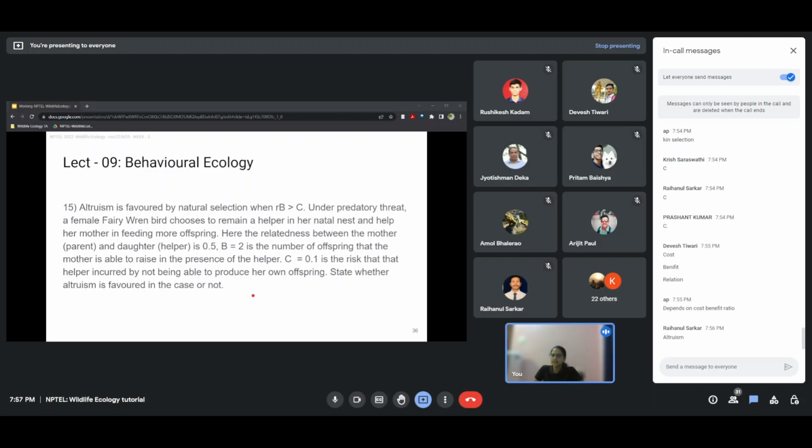And in this case, the relatedness between the mother and the daughter is, of course, 0.5. The benefit is equal to 2, which is the number of offspring that the mother is able to raise in the presence of the helper daughter. And C is equal to 0.1, which is the risk that the helper incurred by not being able to produce her own offspring. So, could you state whether altruism in this case is favored or not?